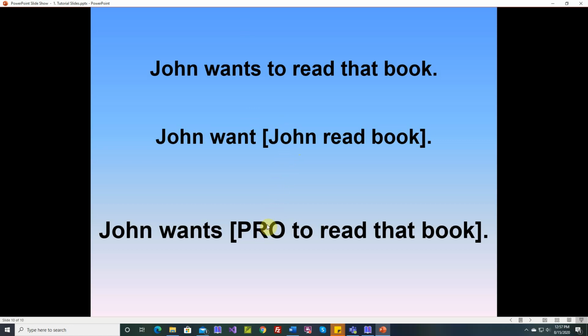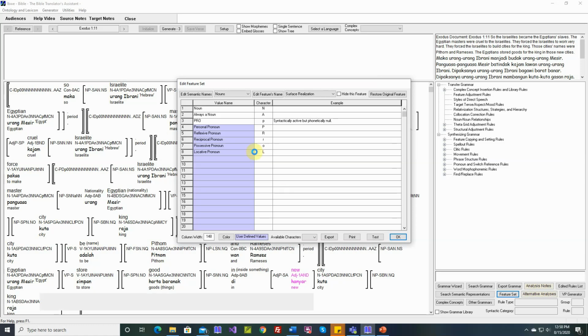So then your grammar should produce something like John wants to read that book. And John is still there. He's still the agent of that complement clause. But he's realized with big pro, meaning there's no surface content. So that's Big Pro. We include it in our set of features so that you can use it, but we never mark any nouns as Big Pro.